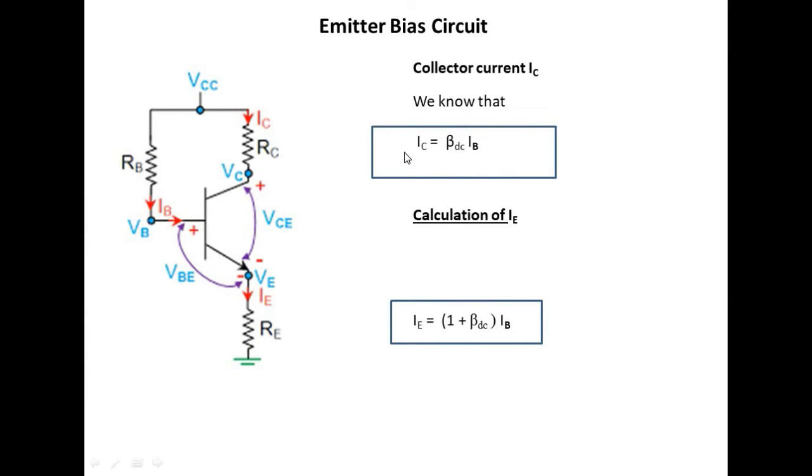Now we have to find the collector current IC. We know that IC equals beta DC times IB. So with the help of this equation we can find IC, and for the calculation of IE, we know that IE equals (1 plus beta DC) times IB.